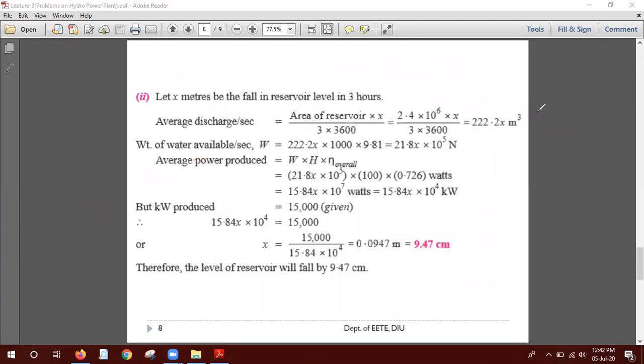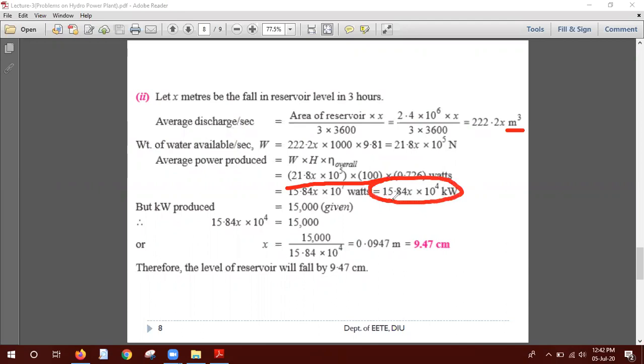The rest of the things are the same. You see that as it is in meter cube, we need to convert into kg. So we need to multiply with 1000, then multiply with g, which is 9.81, then the height is 100, and the overall efficiency. So you see that this is the overall power equation. Finally, if you multiply everything, we get the amount of power.